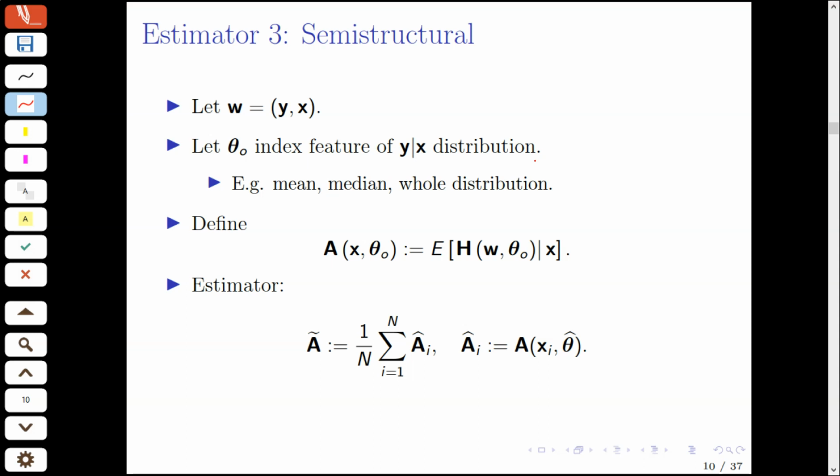Now, if we've made this division of W into two parts, then we may think of calculating conditional expectations, conditional with respect to X. We may therefore define the conditional expectation of the Hessian, that is the expectation over Y for given X of the Hessian. Let's call it A. Now this A will depend on X, the value of the conditioning variable, and also theta naught through the dependence of theta naught inside the Hessian.